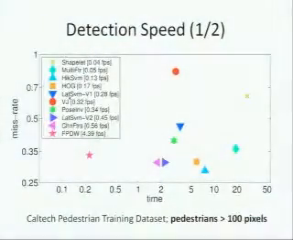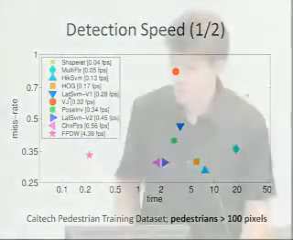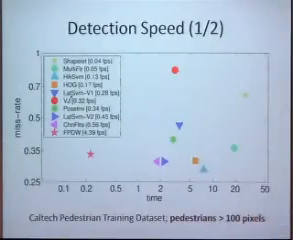So how does this speed things up? This is a speed versus performance curve. Speed is on the x-axis, so you want to be as fast as possible, and miss rate is on the y-axis, so you want it to be as low as possible. This is on the Caltech data set with 100 pixel and up. Here is our baseline method. It worked at about 2 frames per second. And the new one goes to about 4 to 5 frames per second, depending on settings. So it's about a speed up of 10.